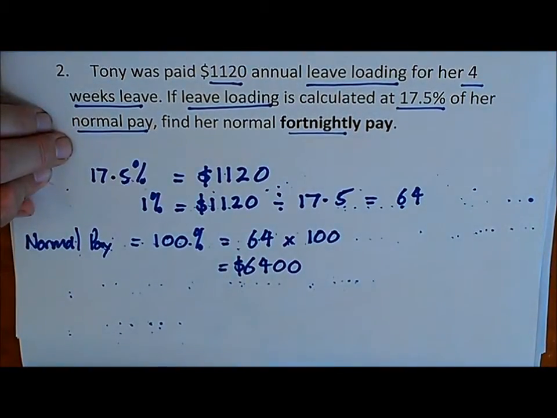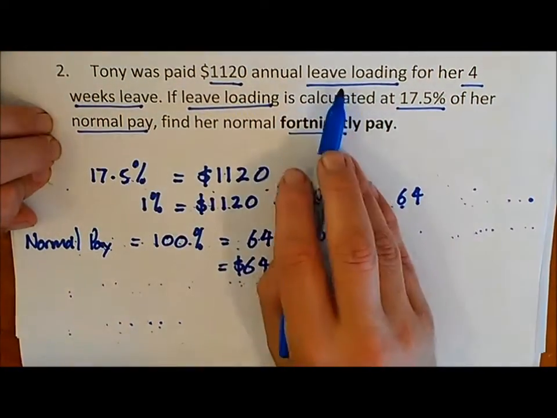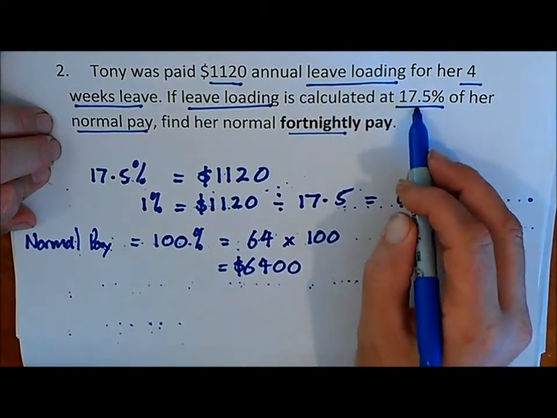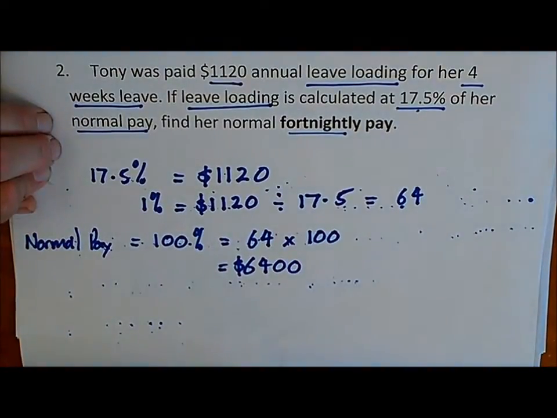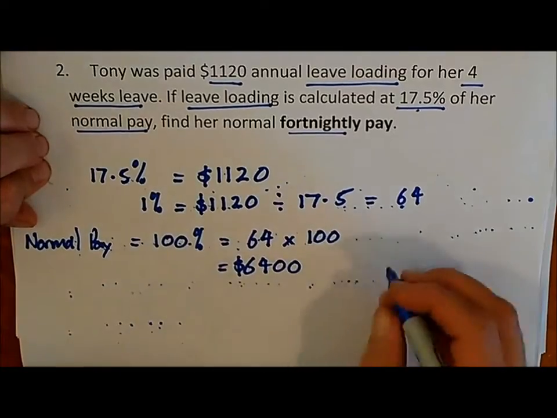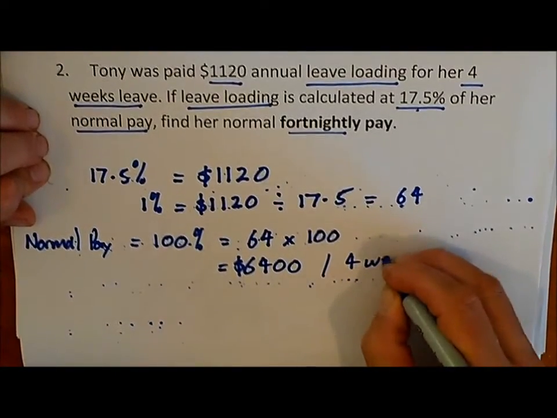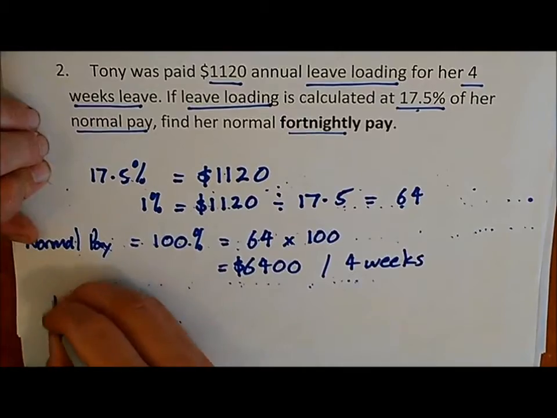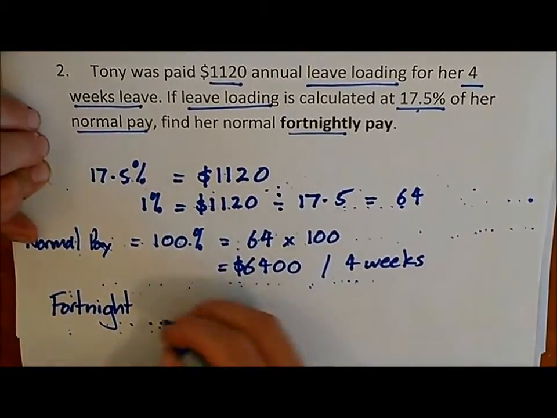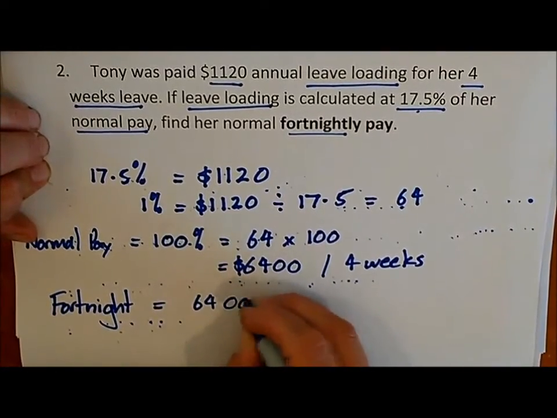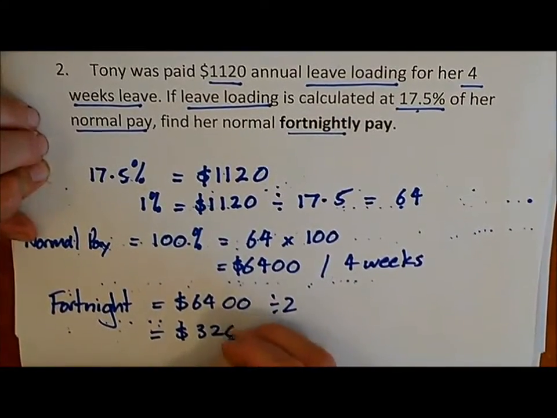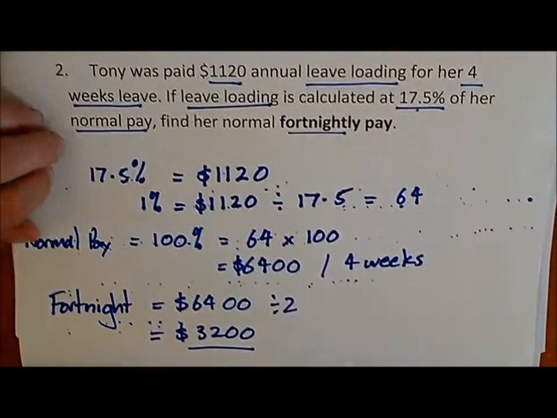So that's a question you have to read carefully, a question you have to note. Leave loading, 1,120, leave loading, 17.5%. These two amounts are equal to each other. Of course, this was for 4 weeks leave. The question asks for the fortnightly pay. So this is for 4 weeks. So for the fortnightly, it's going to be equal to that divided by 2 for the 2 weeks. $3,200.